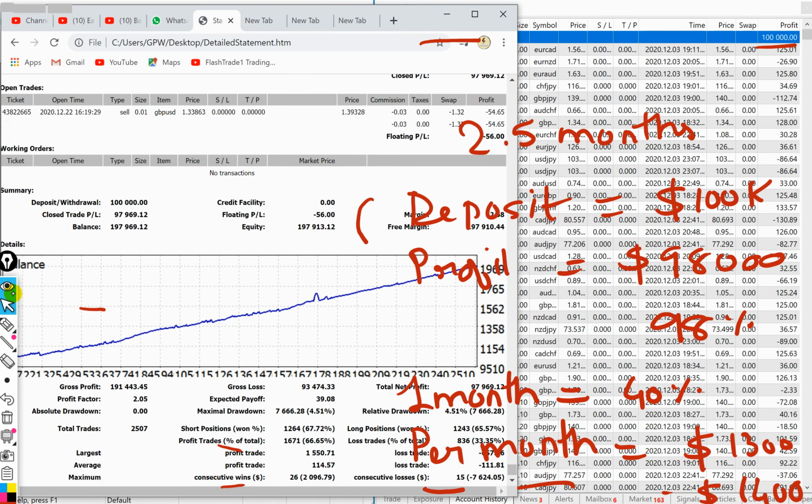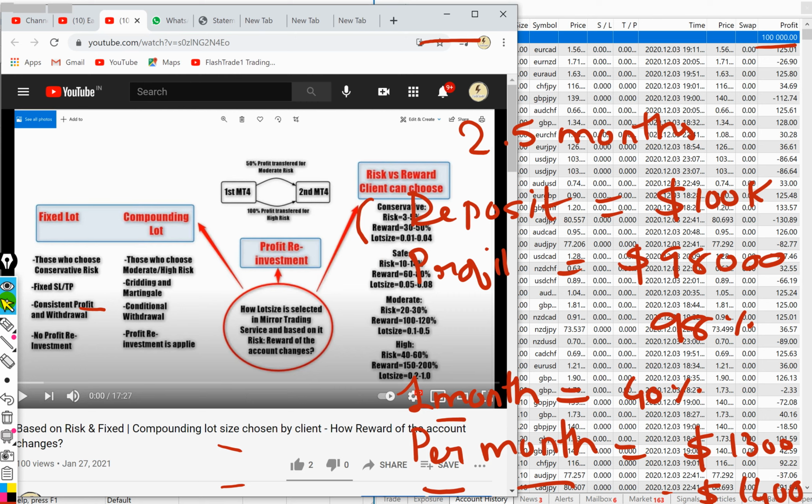So in the statement, you can see that the relative drawdown on the account is 4.5%, which falls under the category of 3 to 5%. Reward on this account is 30 to 50% per month. And you can see that our per month ROI on the account is 40%.